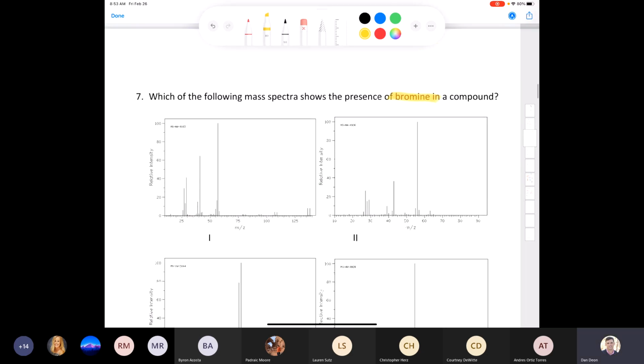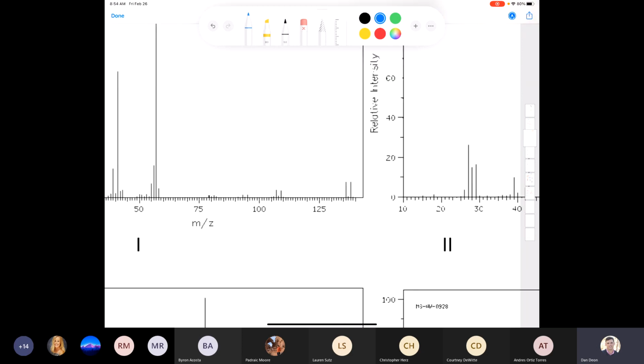So what are we looking for when we have bromine in a compound? We have our molecular ion, right? And we have our M+2 peak, and they're in almost 1-to-1 ratio. So the answer is what Lauren put. It's the first one, and Kayla, it's the first one.